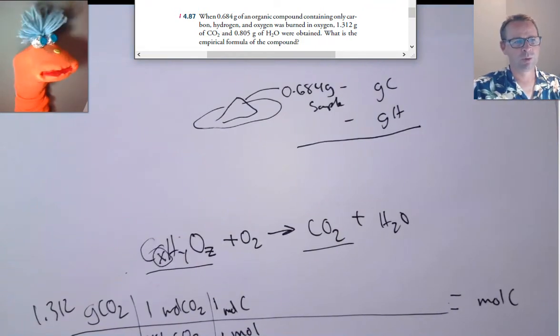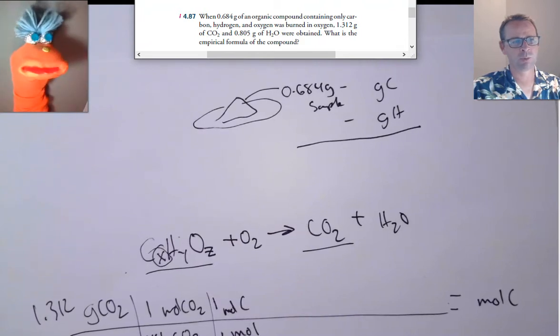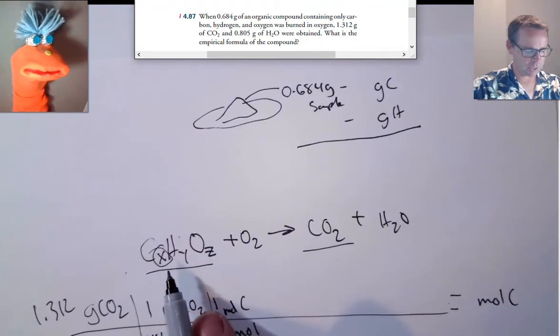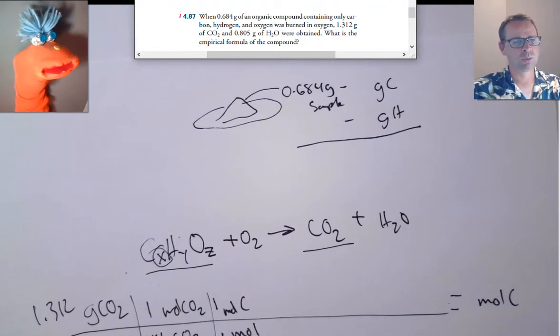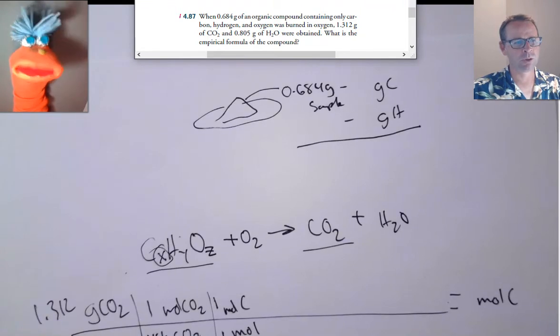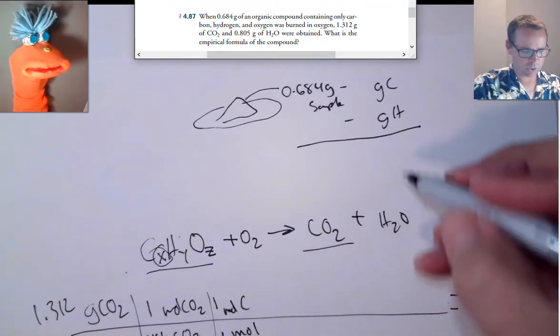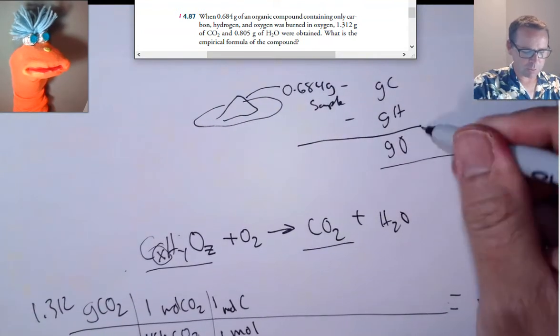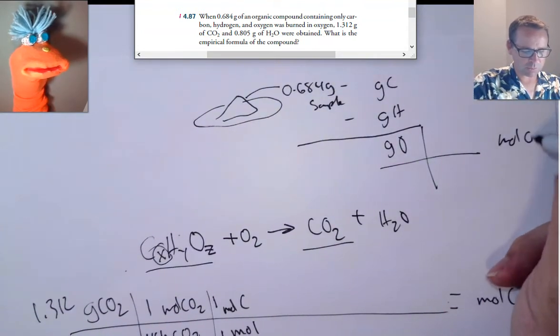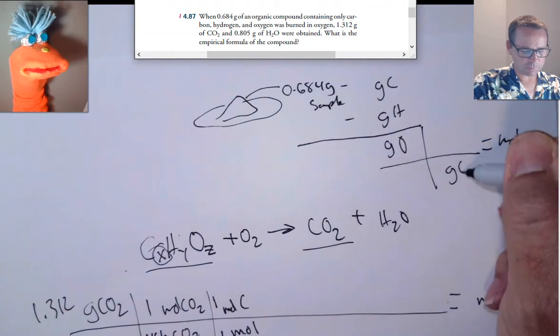If the sample is made of carbon, hydrogen, and oxygen, right? Same chemical formula, right? That's right, it's the CxHyOz. And if you had grams of sample and you subtract the carbon and hydrogen, all you'd have left is the grams of oxygen. Very good. So that's how I can get grams of oxygen. And then from that grams of oxygen, I can get moles of oxygen for my chemical formula.